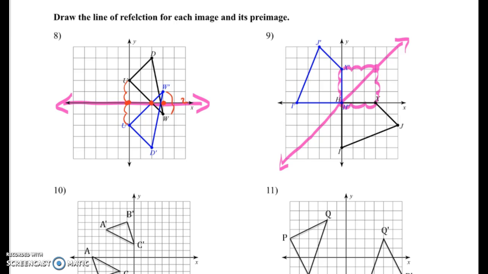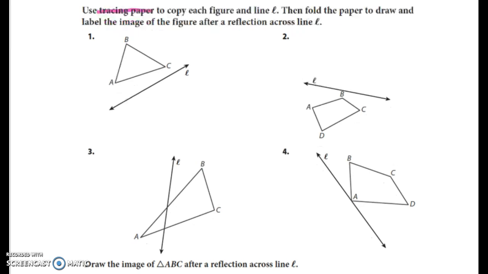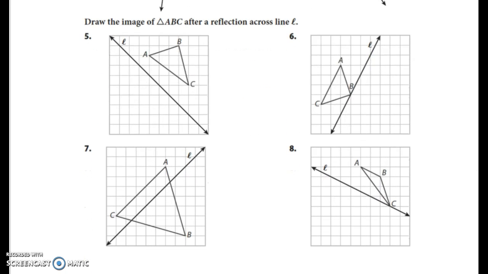Go ahead and pass out the homework so I can cover a couple questions. For numbers 1, 2, 3, and 4, it says use tracing paper or the patty paper that I was using in class. Then for 5, 6, 7, and 8, it's asking you to draw the reflection. You may choose to use patty paper or the rule of perpendicular lines, as I will do for number 5.